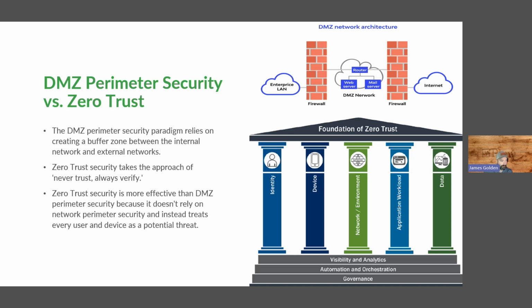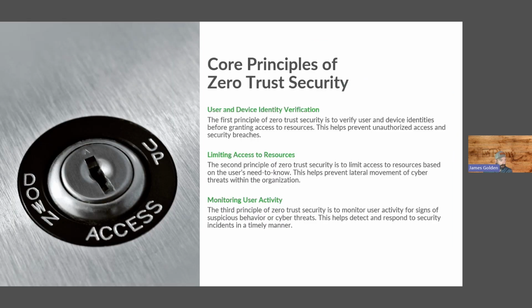So how do you get from the old way of handling security, this castle and moat strategy with a DMZ, to this actual Zero Trust? And that's what we're going over today. So the core principle of Zero Trust security: user and device identity verification.